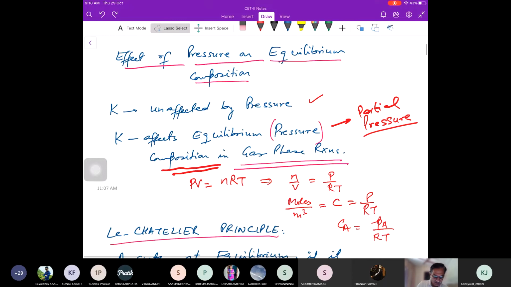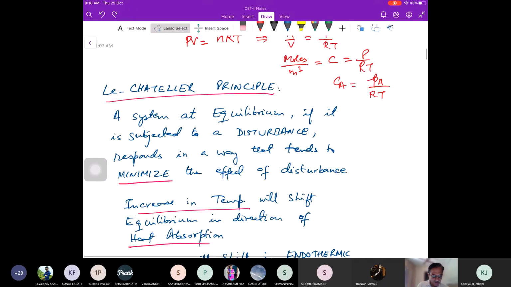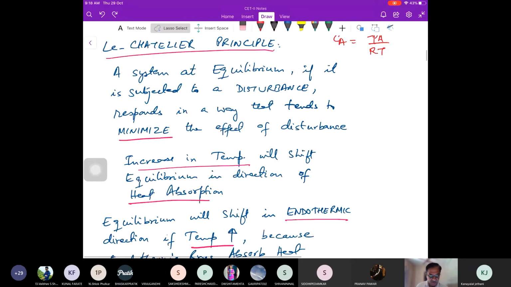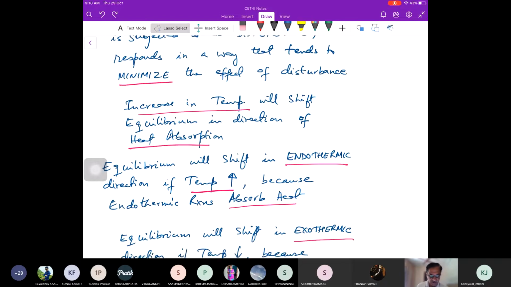Okay. Let's now look at this. So Le Chatelier's principle says a system at equilibrium, if it is subjected to a disturbance, it responds in a way that tends to minimize the effect of disturbance, right? If I increase the pressure, it will try to reduce the pressure. If I increase the temperature, it will try to reduce the temperature. Okay? So increase in temperature will shift the equilibrium in the direction of heat absorption.